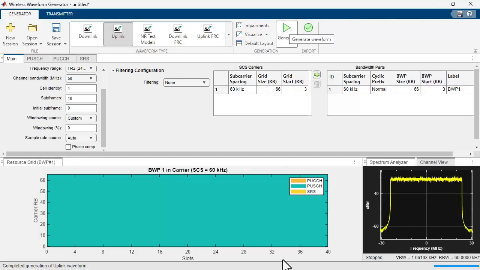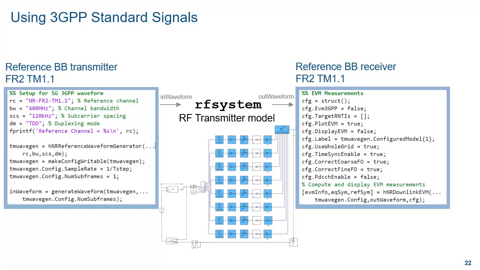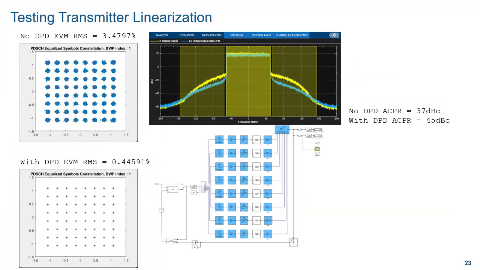Here we generate the waveform, we stream it through our RF transmitter, and then at the output we measure the standard compliant ACLR as well as EVM. We performed the simulation twice, with and without digital predistortion, and we verified that the DPD algorithm can indeed improve both the EVM as well as the ACPR.